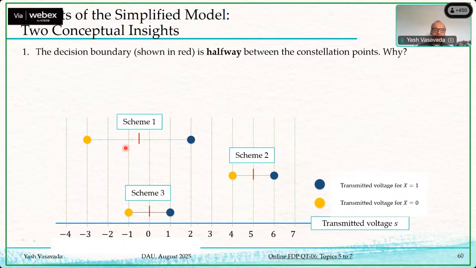So let us consider these three different schemes. The blue dot corresponds to the symbol when x equal to 1 is transmitted. The yellow is when x equal to 0 is transmitted.